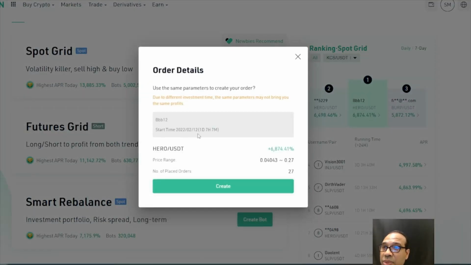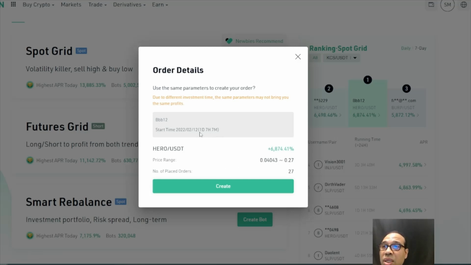This bot has been running for 1 day and 7 hours. Roughly, if you do this calculation, 6874 divided by 365 days in a year, that means it has done 18%, which is not bad. I mean, 18% in 1 day. Imagine you put in $1,000 today, times 18% is $180, just like that. As my calculation strategy goes, we're just aiming for the smaller one, $50. That's all we are aiming for.